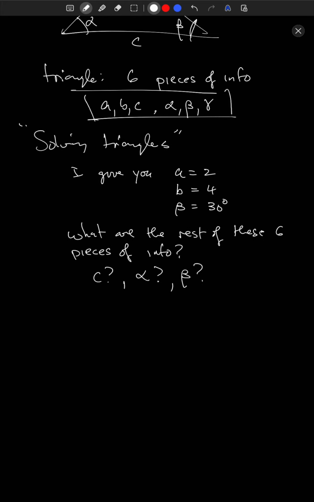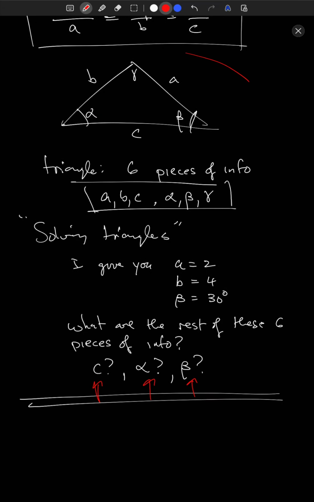All right. Now, of course, there's a whole lot of different combinations of which ones I give you. In this example, I gave you 2 sides and an angle, right? I could give you 3 sides, I could give you 2 angles and a side, and so on. All right, so that's the kind of variations that you'll see in this type of problem. Okay, and again, once you've figured out the rest of this info, for example, C, alpha, and beta, then you know everything you need to know about the triangle, right? Because the triangle only consists of 6 pieces of information.